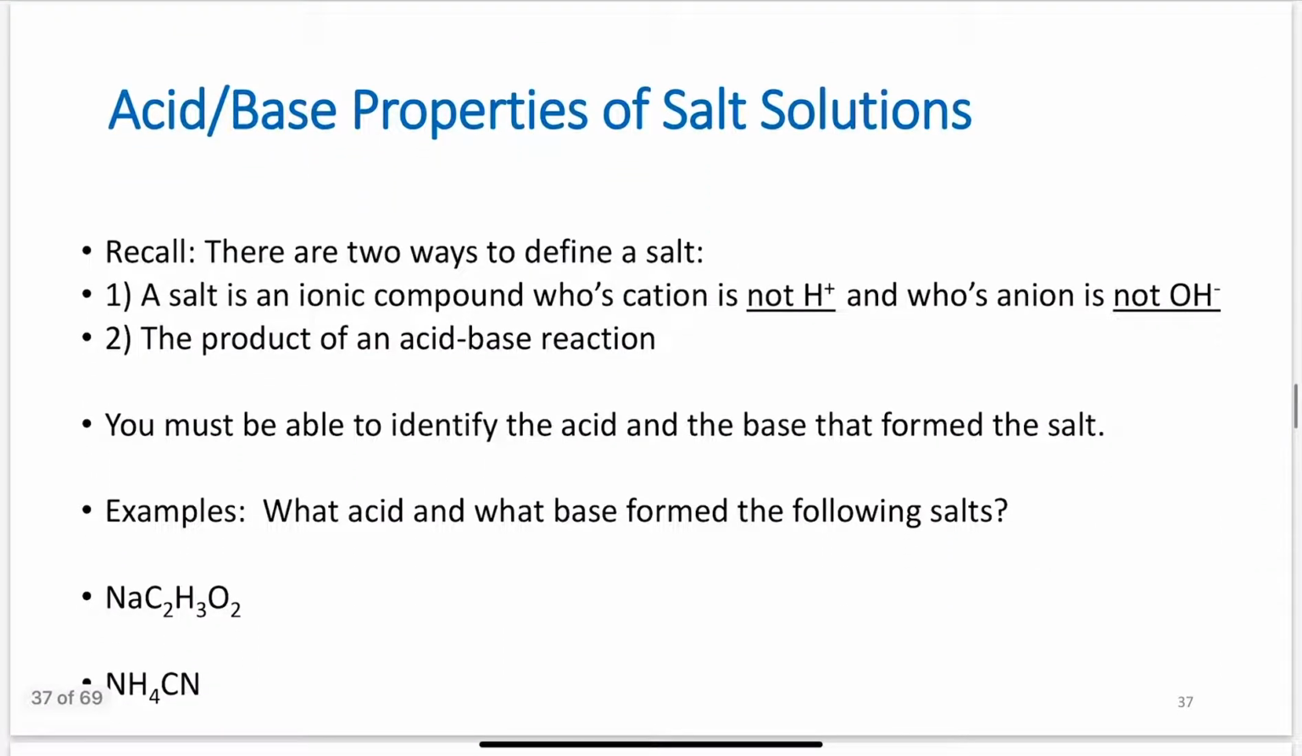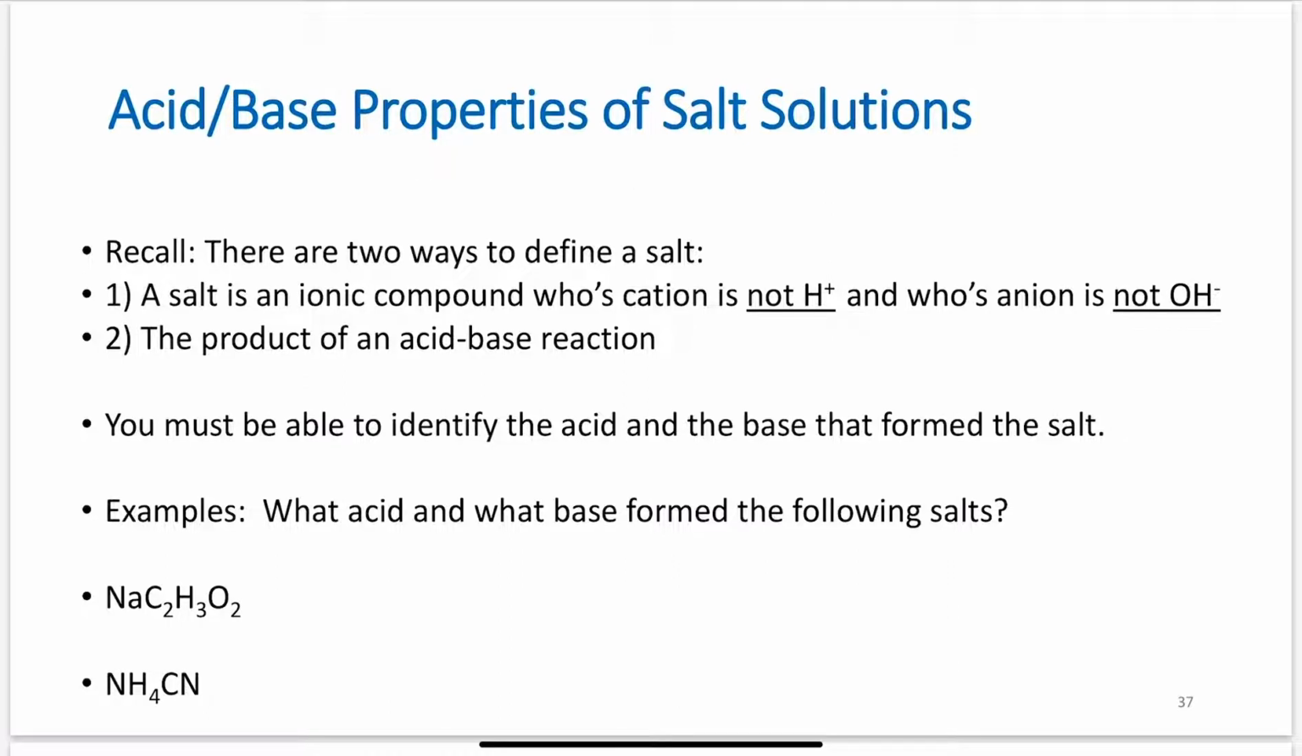So, acid-base properties of salt solutions. There are two ways to define a salt. First, a salt is an ionic compound whose cation is not H+, and whose anion is not OH-. If it's an ionic compound with a cation H+, that would make it an acid. Anion OH- or hydroxide, that would make it a base. So salt is anything that we can put into solution. So, we think of things like zinc nitrate, that's a salt. Lithium chloride, that's a salt. Magnesium bromide, that's a salt. These are all salts. It's also, though, the product of an acid-base reaction, and that's the true definition of a salt.